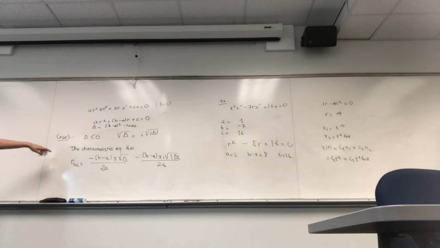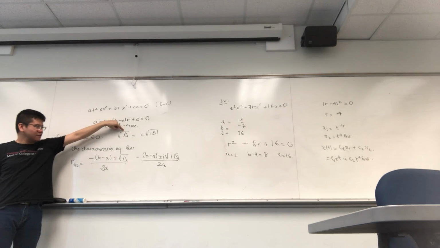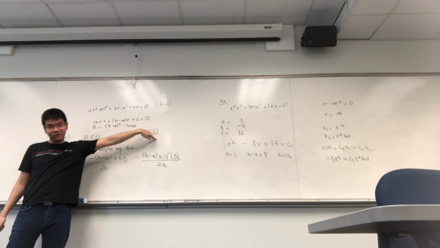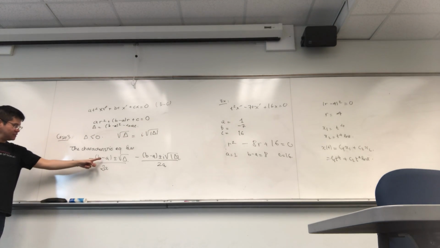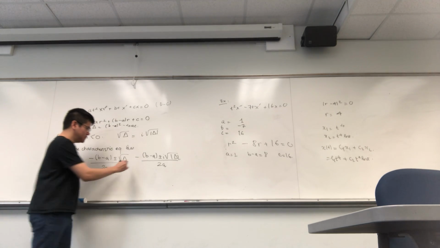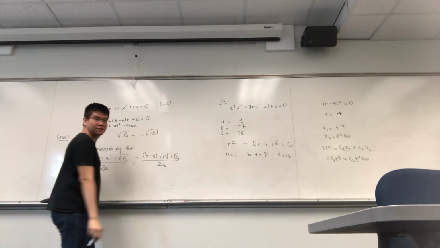I explain again. In this case, delta is negative, so the square root of delta will be i times the square root of the absolute value of delta. So the two roots will be minus (b minus a) plus or minus i square root of the absolute value of delta over 2a.